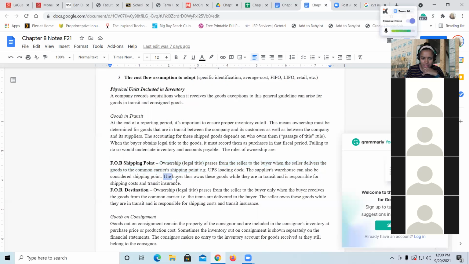So the buyer, in my example CVS, owns these goods while they are in transit and is responsible for shipping costs and transit insurance. So you should be asking, well, how do you know, right? What if you're at CVS and you're doing an inventory count and that formula is not there, multiple pallets of formula? How would you know? This is part of doing the inventory count, seeing all the purchase orders of things that have not yet been received and checking to see what the shipping terms are, to determine whether they should be included in the count or not. This is also a prime example of how someone can commit fraud.